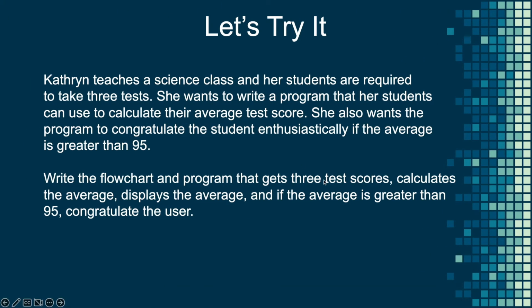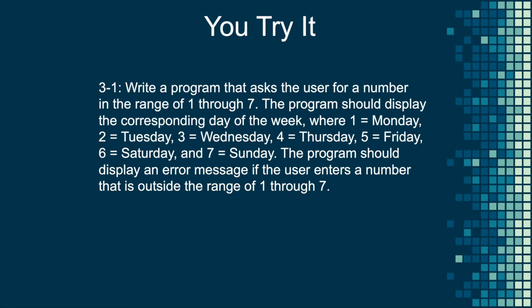All right, so that's how this code will actually work. Now, I want you guys to try this. What I want you guys to do is write a program that asks the user for a number in the range of 1 through 7. The program should display the corresponding day of the week, where 1 equals Monday, 2 equals Tuesday, 3 equals Wednesday, 4 equals Thursday, 5 equals Friday, 6 equals Saturday, and 7 equals Sunday.